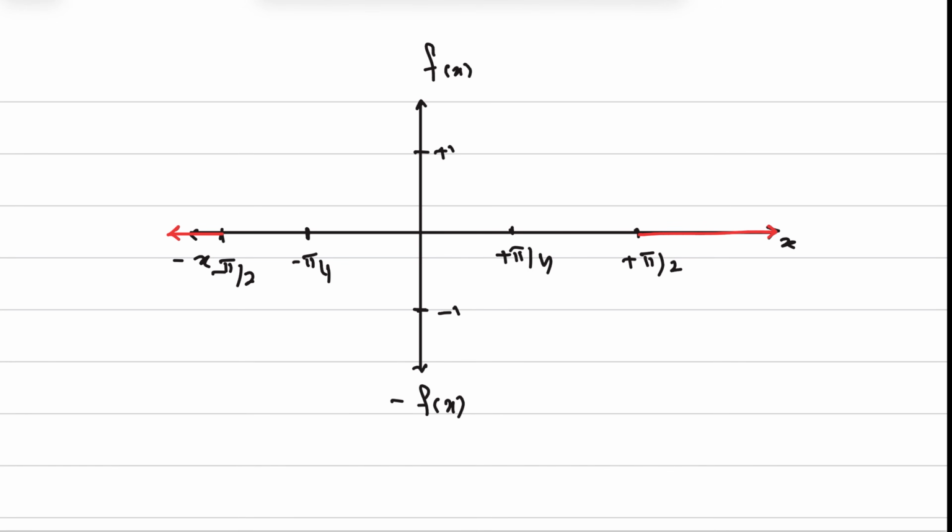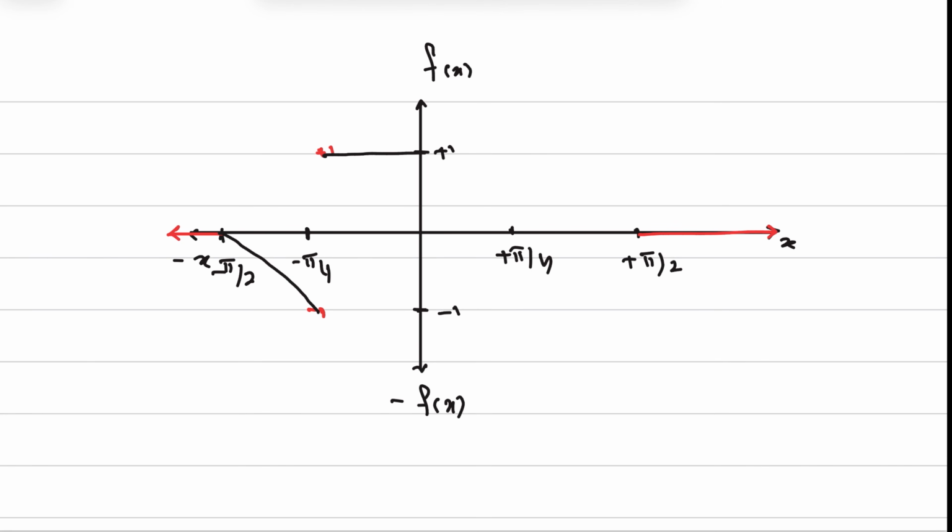So these are confirmed. Now at minus pi by 4 it jumps from -1 here, and here it is +1 at minus pi by 4. There is a jump. And from minus pi by 4 to minus pi by 2, it goes this way.